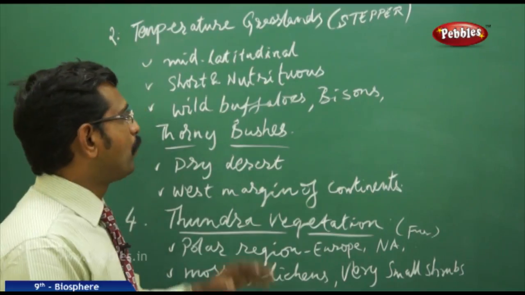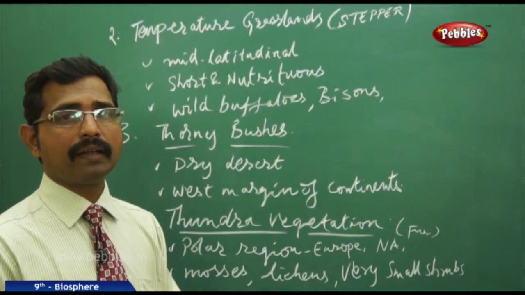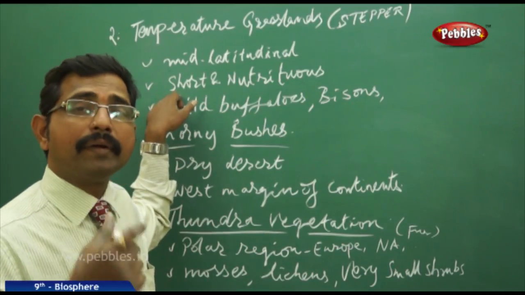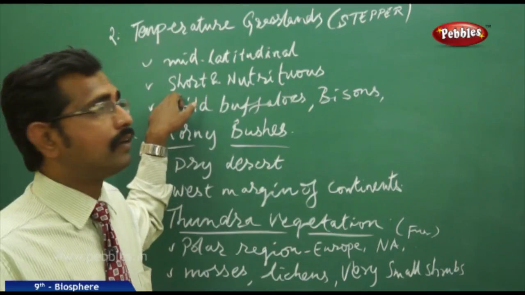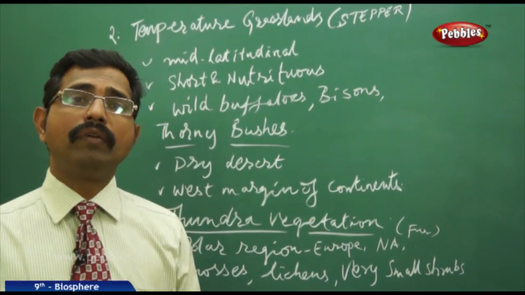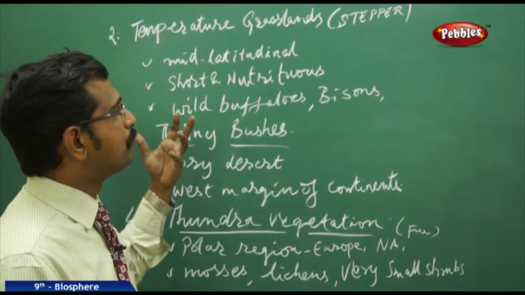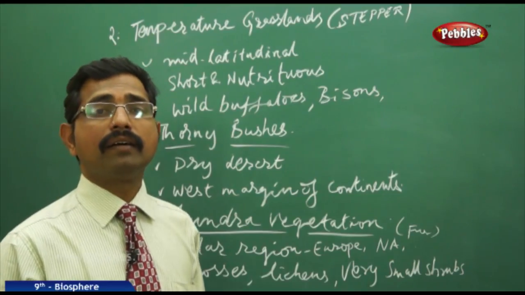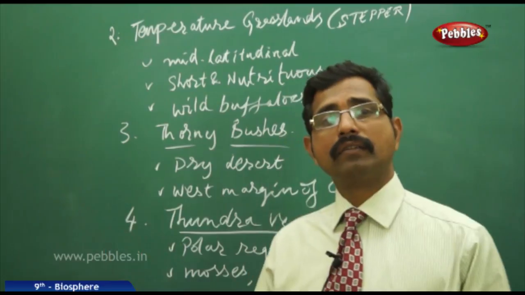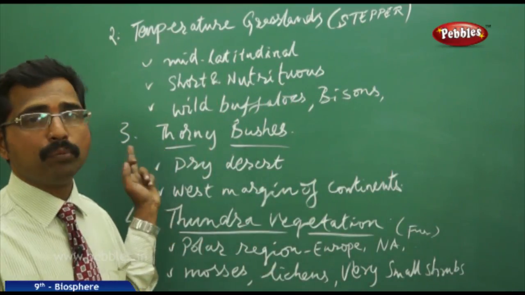where the rainfall is low to moderate, and the grass height is short but nutritious. They are very well known as nutritious grasslands. Usually we get wild buffaloes and bisons, which are the animals commonly found in these grasslands. And also we have thorny bushes.